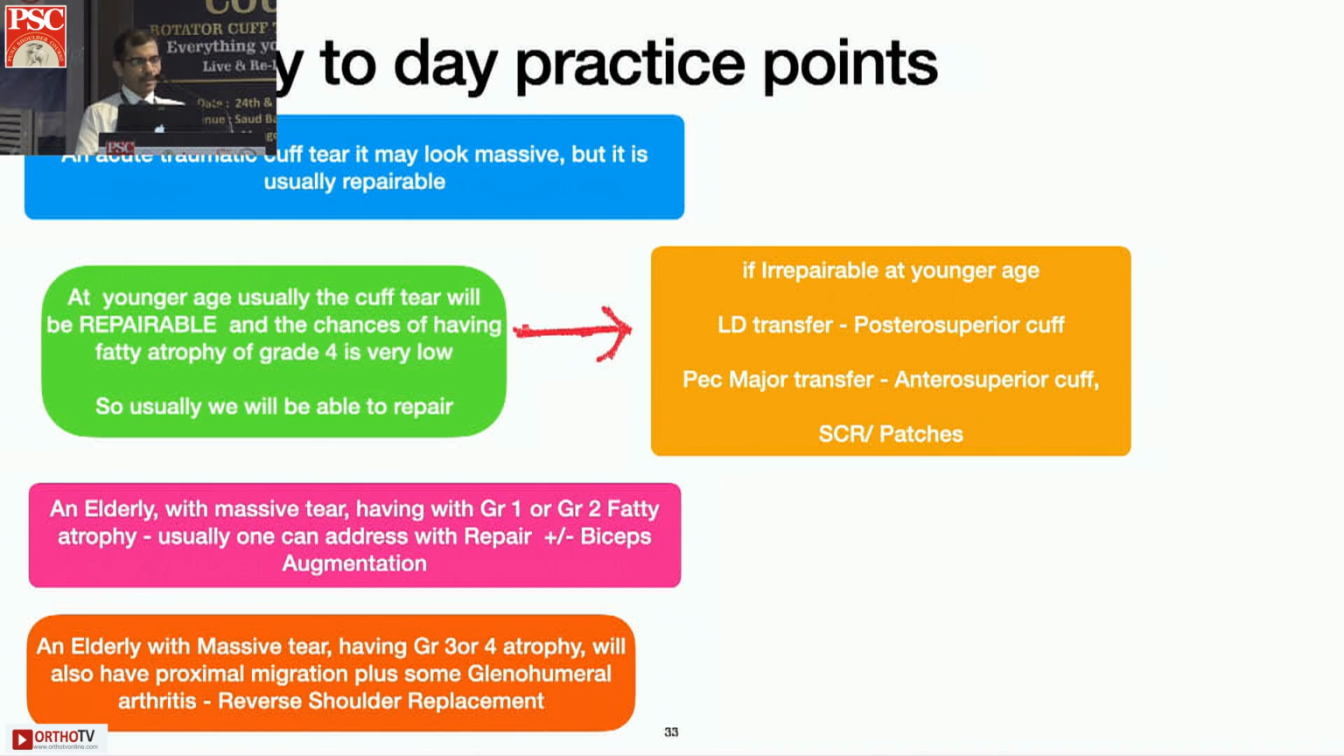And if irreparable in this kind of scenario, then you are thinking about doing tendon transfers. An elderly patient with a massive tear having grade 1 or grade 2 fatty atrophy can usually be addressed with a partial repair plus or minus biceps augmentation. Similarly, an elderly patient with a massive tear having grade 3 or 4 atrophy with proximal migration and some arthritis, then you should think about reverse shoulder replacement.